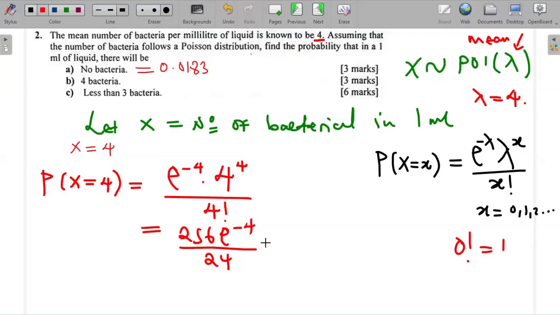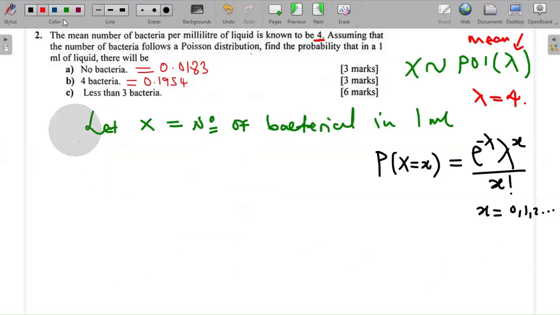Okay, and now you just punch it on your calculator. So 256 multiplied by e to the power minus 4 and then divided by 24. To 4 decimal places, I'm getting 0.1954. Okay, so make sure you counter check with your own calculator as well, but you should get an answer which is very close to whatever I'm writing here. Okay, so we are done with that.